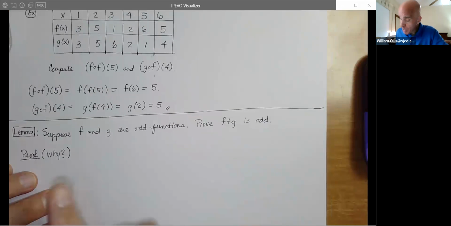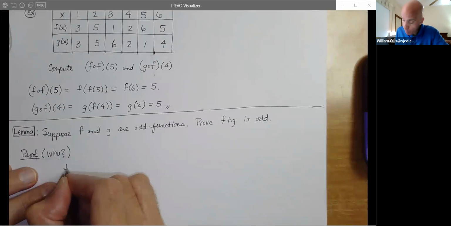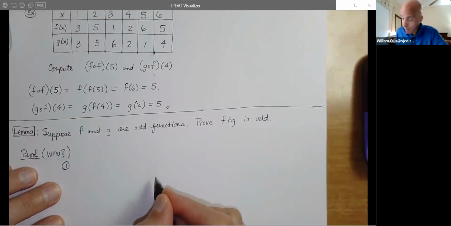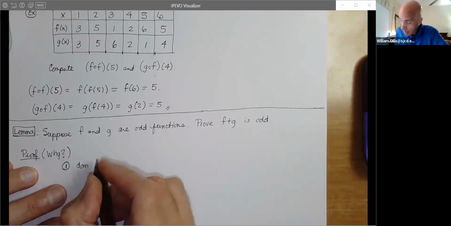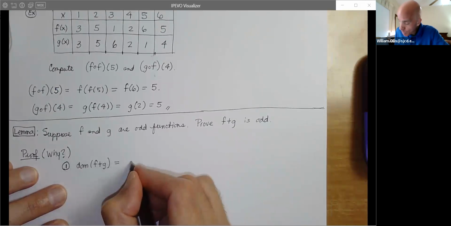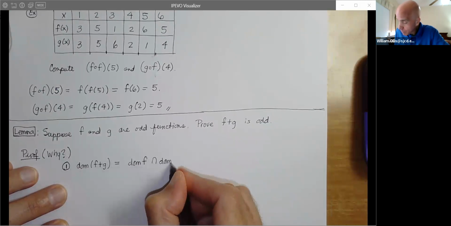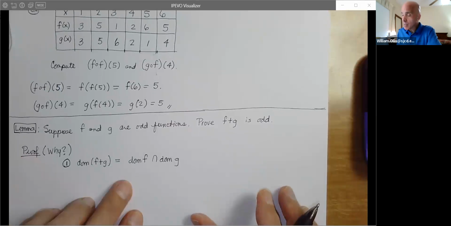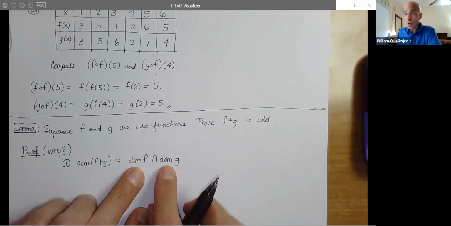So now when we do this, we'll say, okay, what do we have to do? First, we have to test that the domain is symmetric relative to the origin. So for the sum, the domain of f plus g is just the domain of f intersect the domain of g. But this is already symmetric relative to the origin, and this is symmetric relative to the origin. So their overlap is necessarily symmetric relative to the origin.